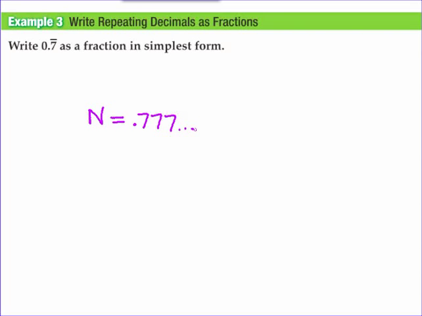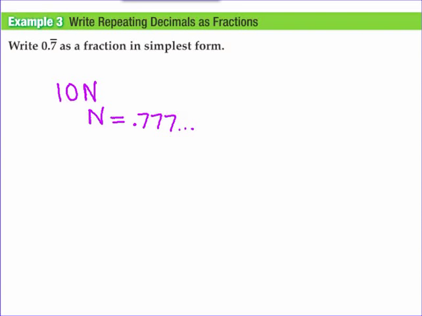Now I'm going to count how many digits repeat. 1 digit repeats, right? So I'm going to take that 1 and use a 0 in its place, and I'm going to write that as 10n. So 1 digit repeats, I use 1 zero. 2 digits repeat, how many zeros are you going to use? 2. 3 digits repeat, you will use 3 zeros, but you won't do any 3. You'll only do 1 and 2 today.